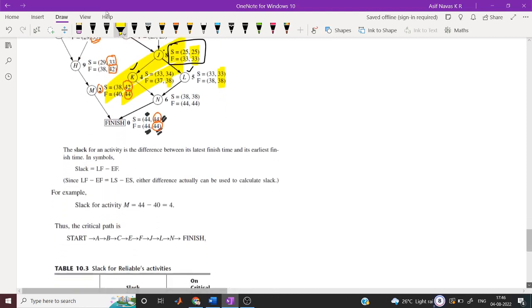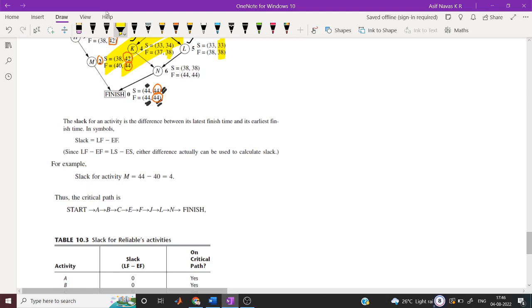Now we define what slack is. Slack for an activity is the difference between its latest finish time and its earliest finish time. So slack is LF minus EF. For M, LF is 44 and EF is 40, so the slack is 4.